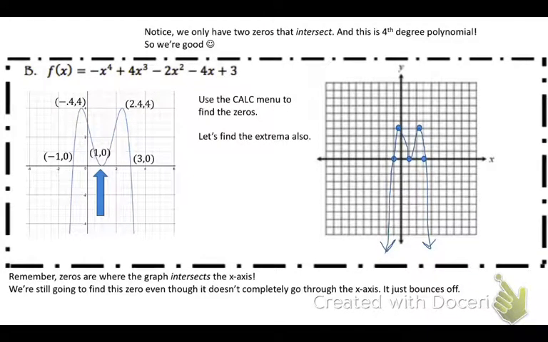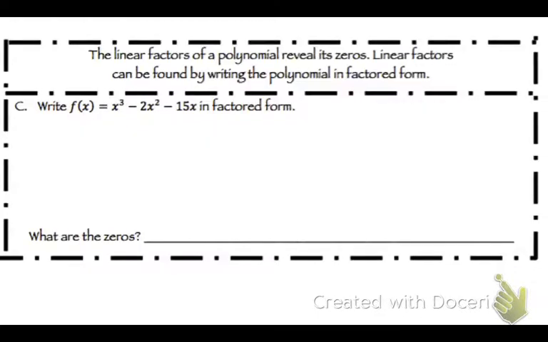Okay. Notice that we have 2 zeros that intersect, and this is a 4th degree polynomial, so we're good. The 2 zeros, that gives us an even number. Even though that middle one's technically a zero, it doesn't intersect, so you don't have to worry about that one. Okay? Now let's do this one.